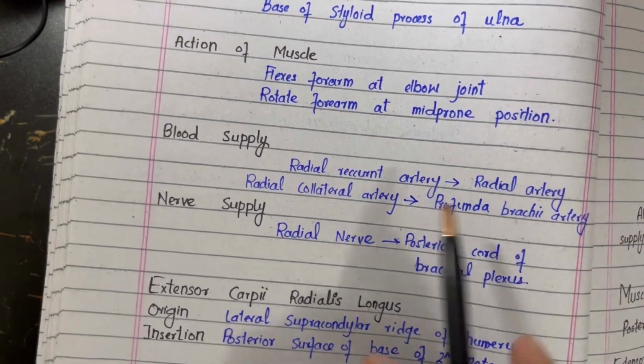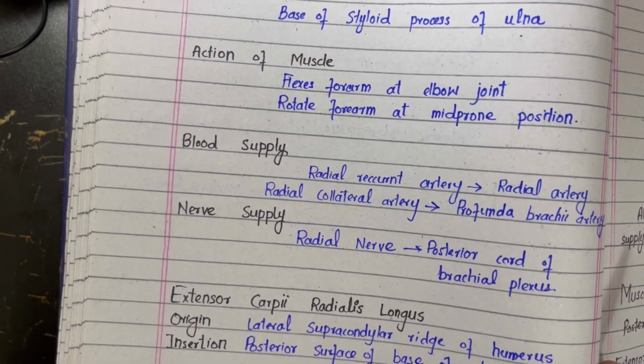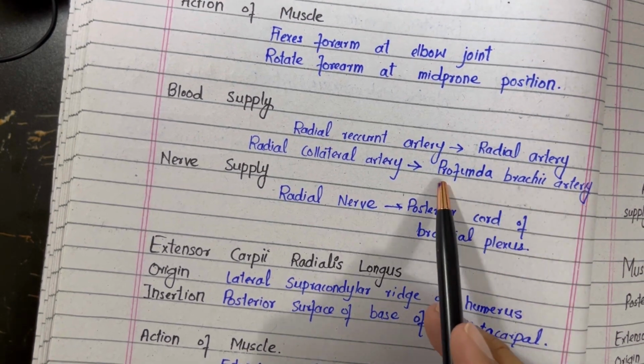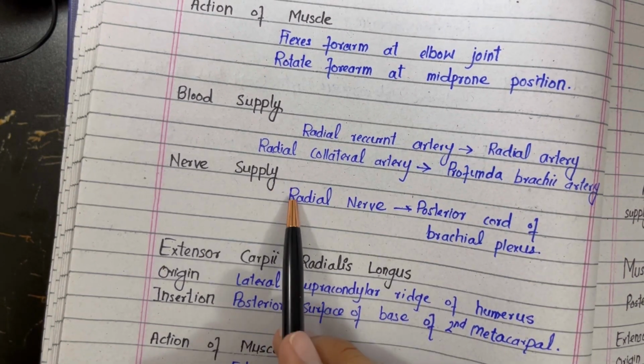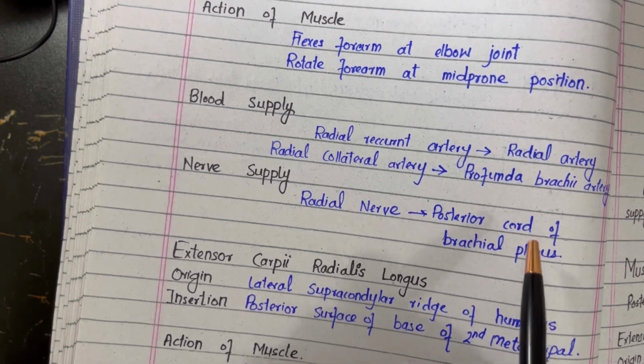This muscle is supplied by the radial recurrent artery and the radial collateral artery, which are branches of the profunda brachii artery, and the profunda brachii artery is a branch of the brachial artery. Students, this muscle is innervated by the radial nerve, and the radial nerve originates from the posterior cord of the brachial plexus.